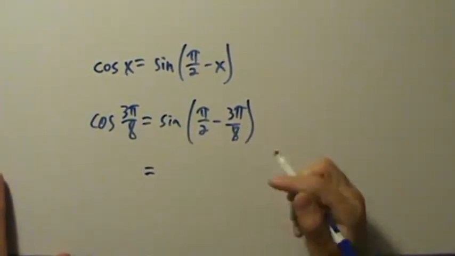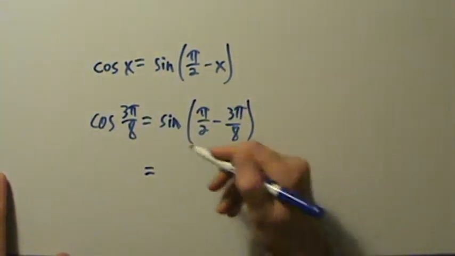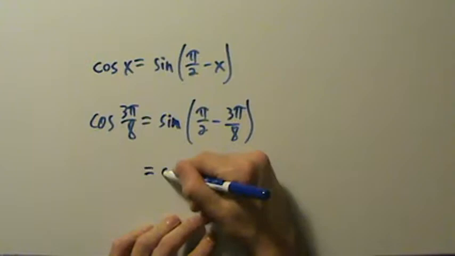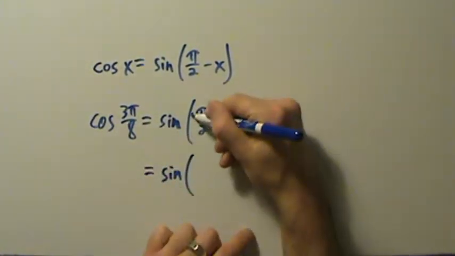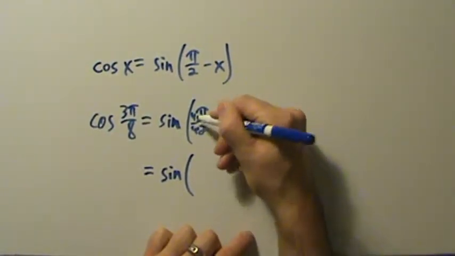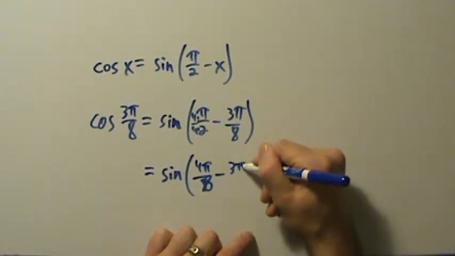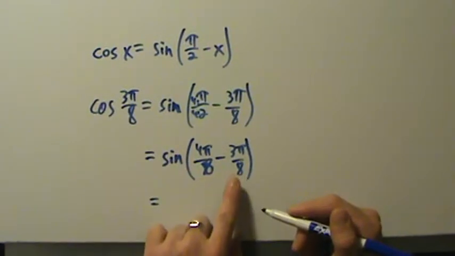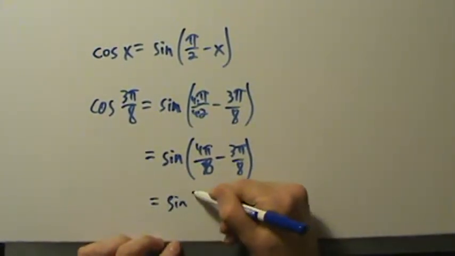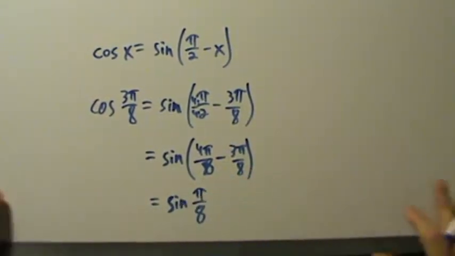Now, what do we have now? Okay, so then now we just simplify this. So this is sine of, get a common denominator, so multiply this guy by 4 over 4. So that's going to be 4 pi over 8 minus 3 pi over 8. Okay, so 4 pi over 8 minus 3 pi over 8 is pi over 8. So this is sine of pi over 8. Okay, so that's what we have going on there.